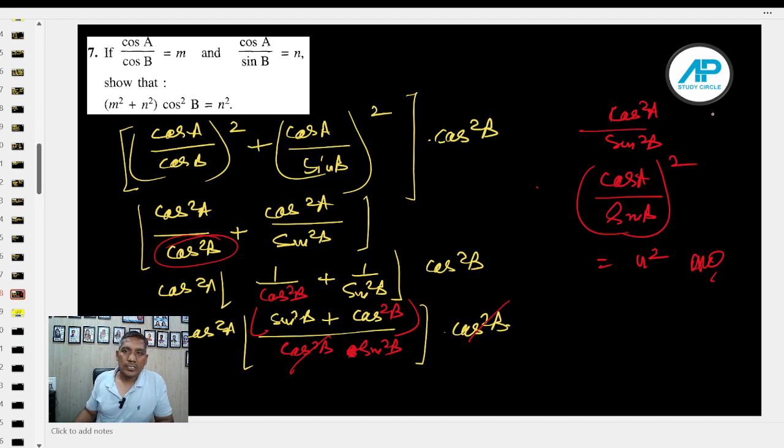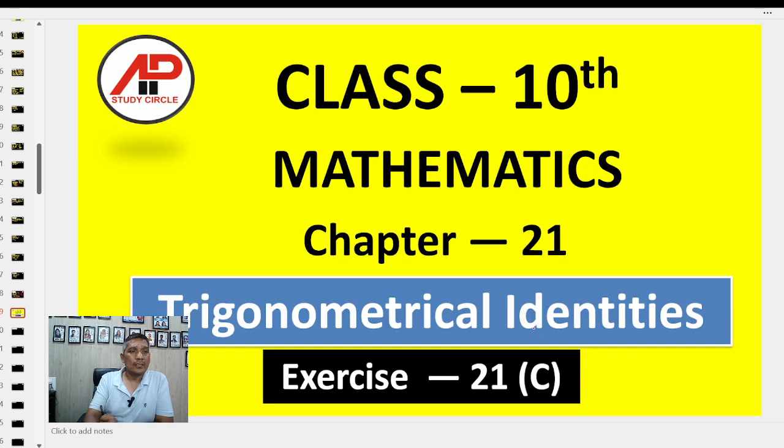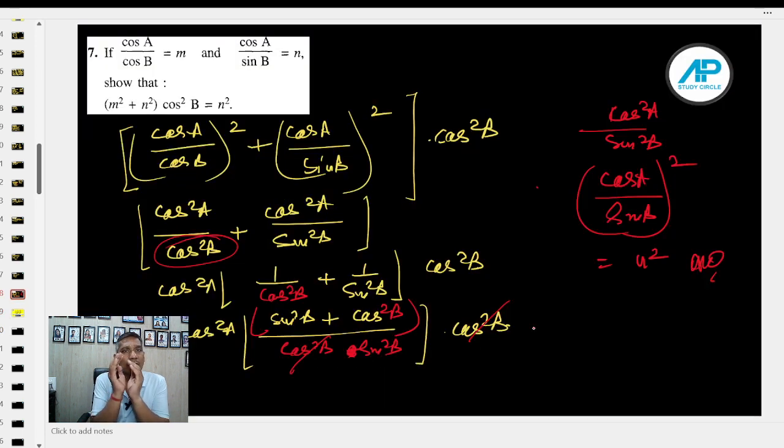Anyway, I hope the question is clear to you. I am moving ahead with this. This exercise number B is over with this question. So let me take 2-3 more questions of this exercise. So what I have done is that I have solved the questions which are involving the identities till here.